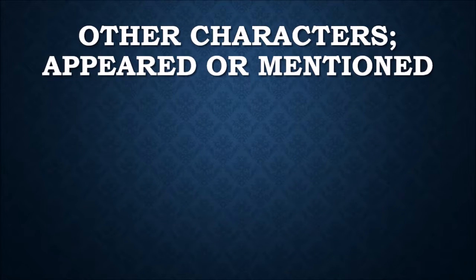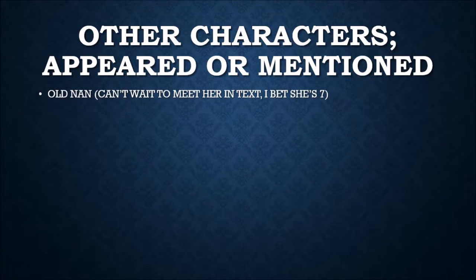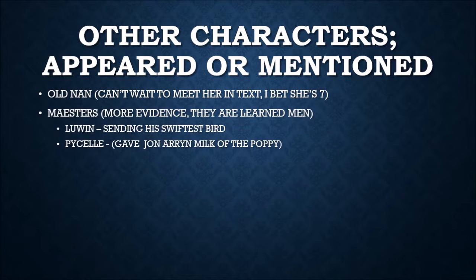We get some more characters that are mentioned. We get Old Nan again. Can't wait to meet her. I bet she's 7. I'm kidding. I know she obviously can't be 7, but wouldn't it be really funny if this storyteller that everyone keeps talking about and calling Old Nan is like a 7-year-old girl, a little precocious kid, and they just call her Old Nan in a tongue-in-cheek way. But we'll meet her soon, hopefully. Can't remember if we do or not.